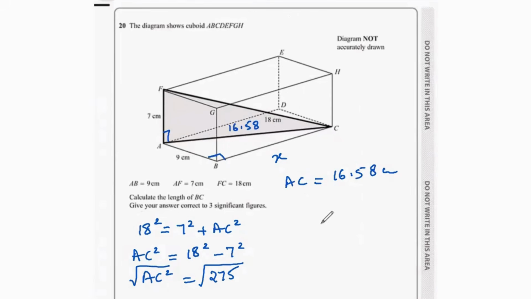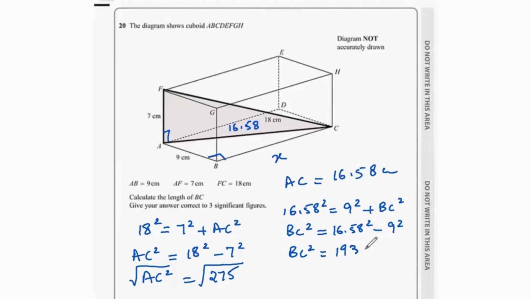Now, if this is 16.58, AC is the hypotenuse of the triangle ABC, another right angle triangle. So now we have to find BC. So 16.58 squared equals 9 squared plus BC squared. BC squared is going to be 16.58 squared minus 9 squared, which gives us a value of 193.89. Square root both sides, and BC comes out to be 13.9 centimeters. That's the value of BC.